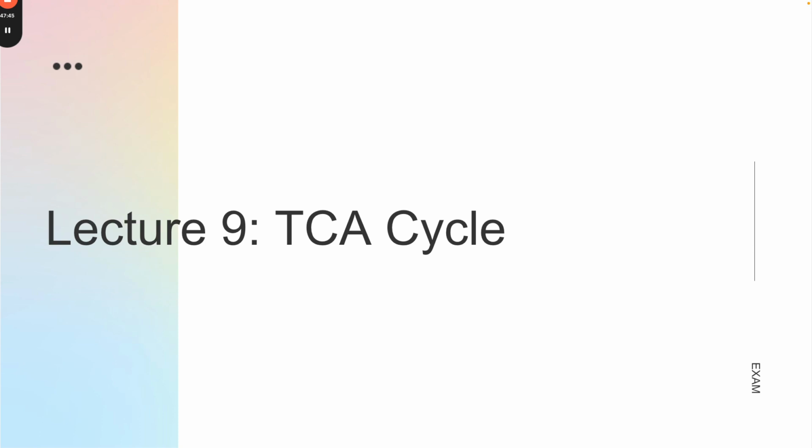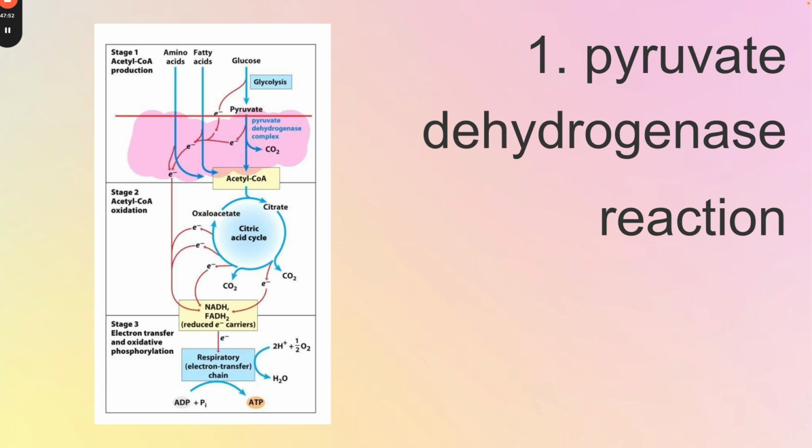All right, so I'm going to cover the next 2 lectures. We're going to start with the TCA cycle. Let's give context as to where we are right now. We went through glycolysis, we have a lot of pyruvate, and now we have to figure out what we want to do with it. We have to start by converting our pyruvate molecules into acetyl-CoA before we can enter the TCA cycle.